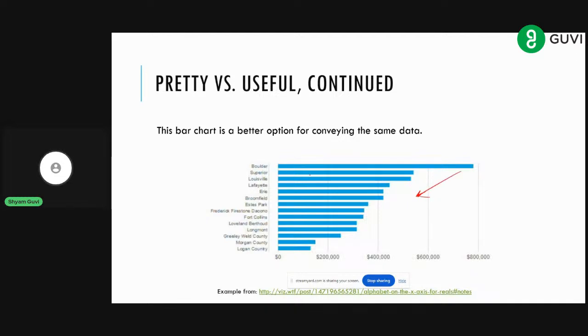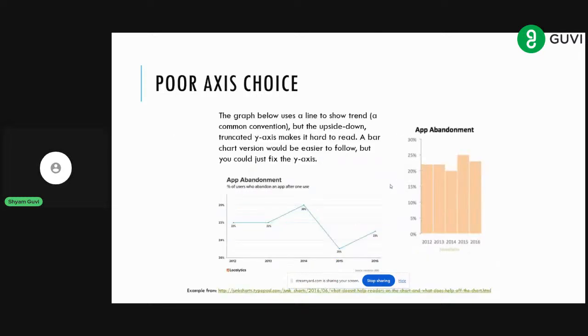Okay, this is the biggest contributor, then Superior, then Louisville, Lafayette, Erie. So all these places, in order now. Okay, and bar charts solve the problem. So rather than creating pretty charts, focus on creating informative charts. Simple. Okay. Poor axis choice.